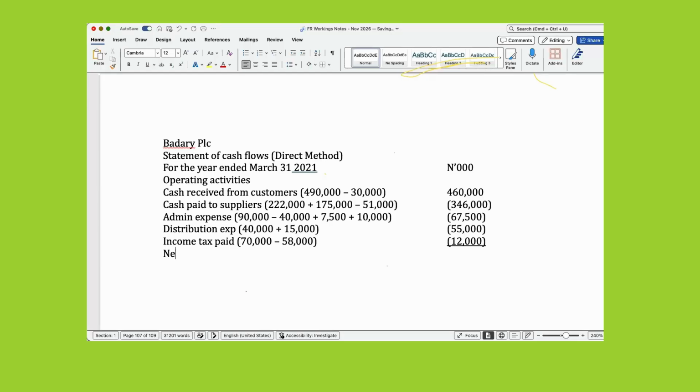So net cash flows from operating activities. So how much is that? Minus 184. 20,500. Okay. So please, can you put on this left? I can't see my calculator.